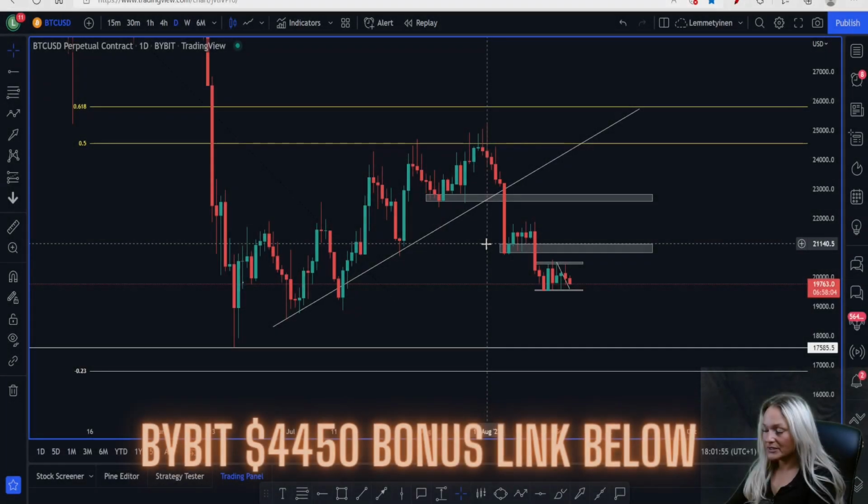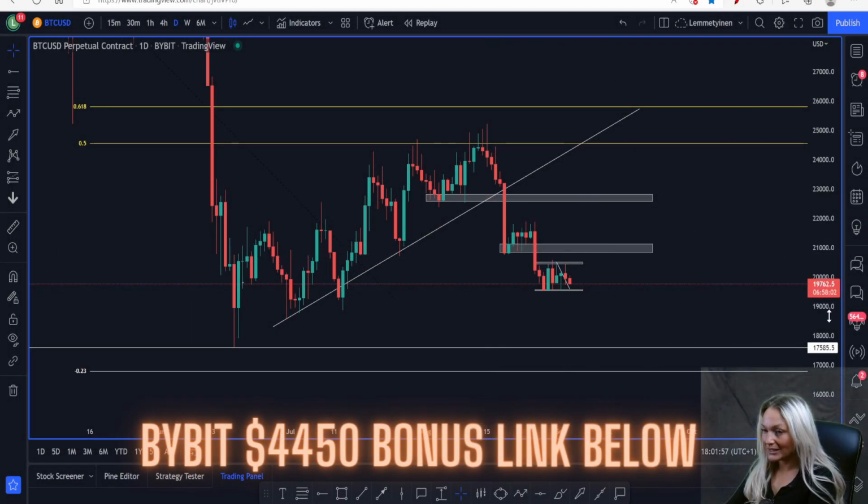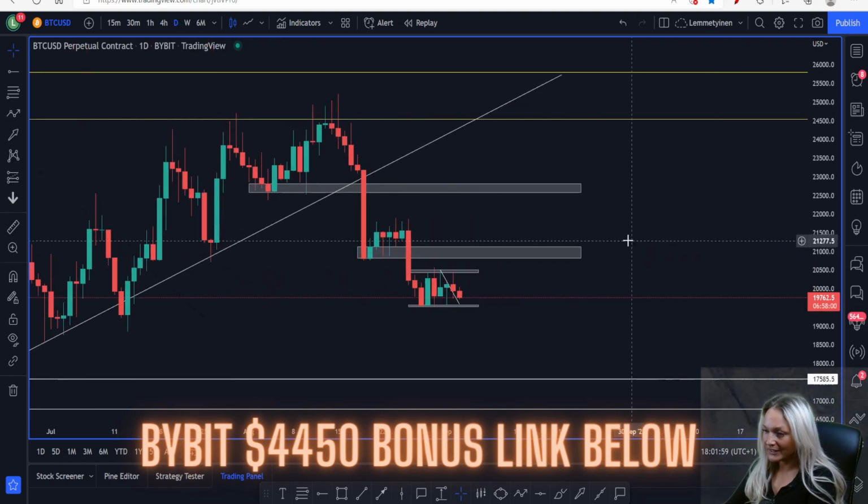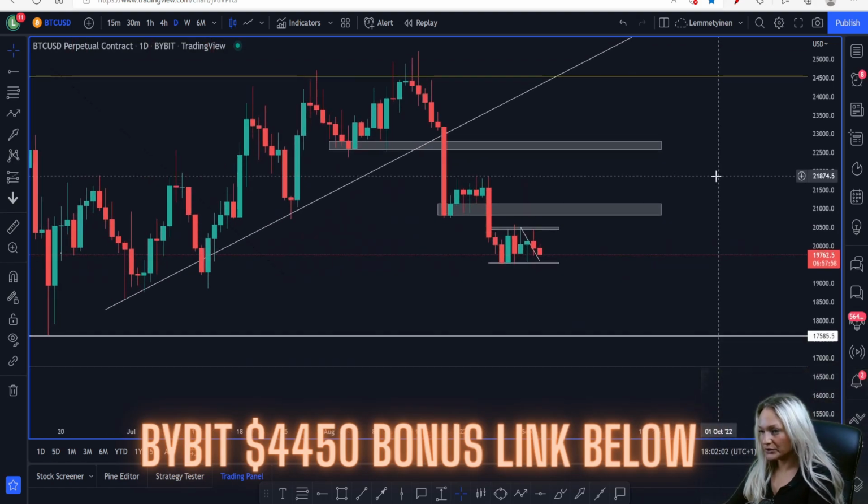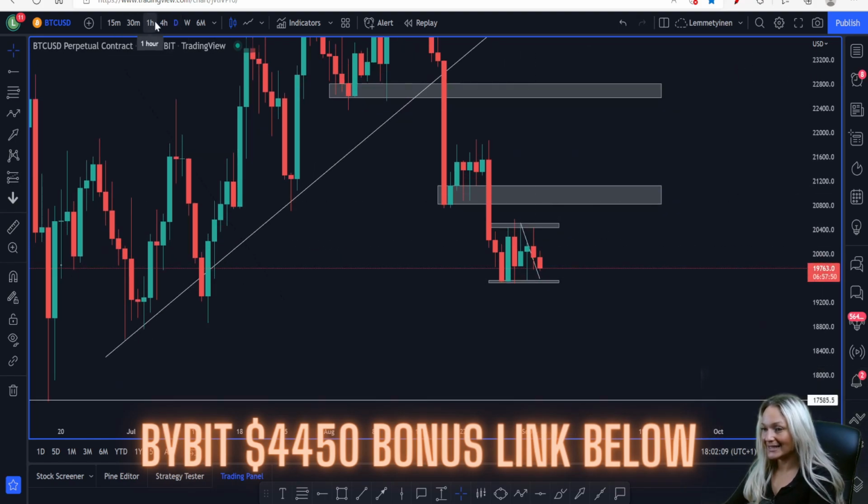And then when we continue with Bitcoin, now Bitcoin goes against dollar index. So if the index goes down, Bitcoin goes up. If DXY goes down, Bitcoin goes up. So they always correlate against each other.